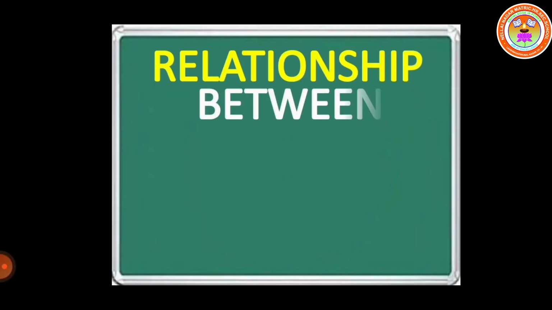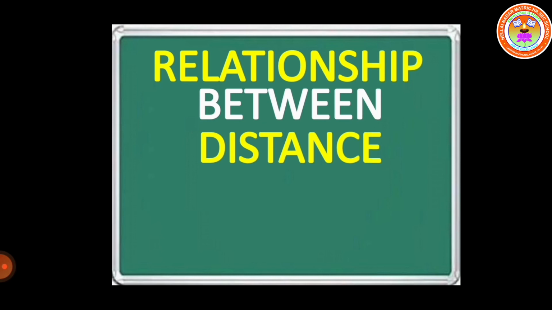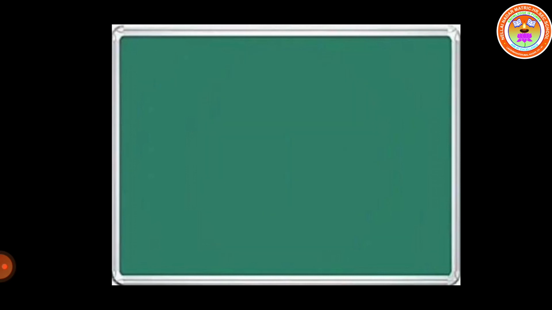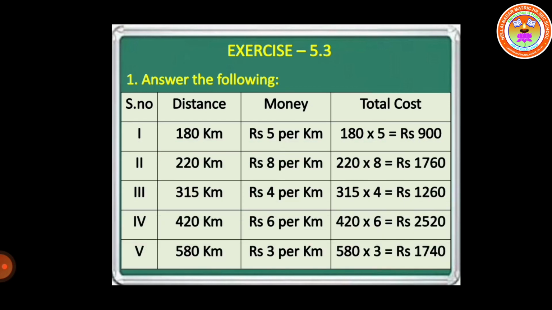Between distance and money. Let us see. Exercise 5.3. First one, answer the following. So this is what they gave. Distance and money they gave. Money per kilometer they gave. We have to find the total cost.